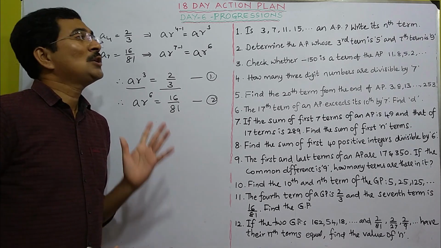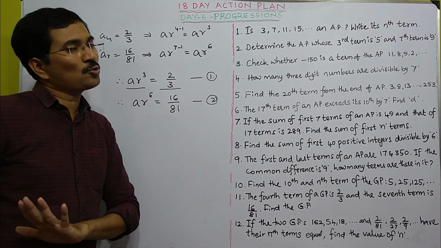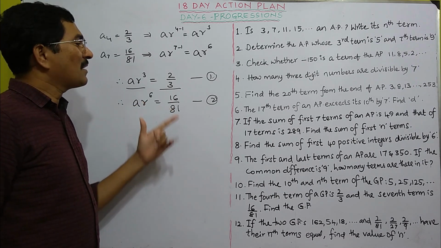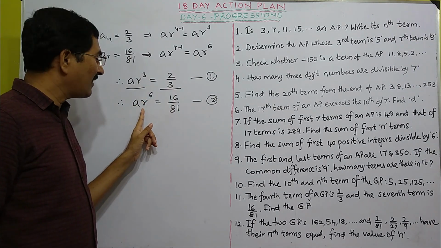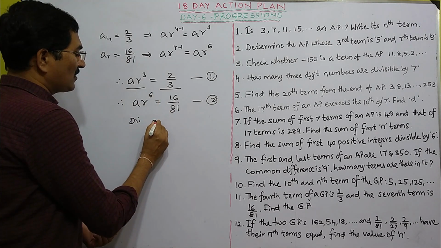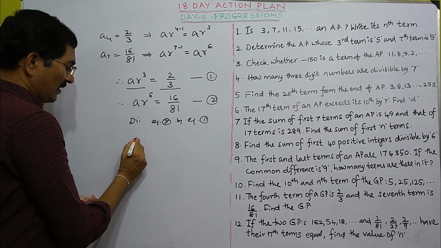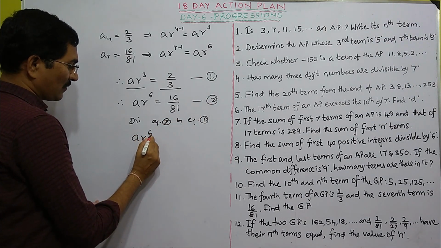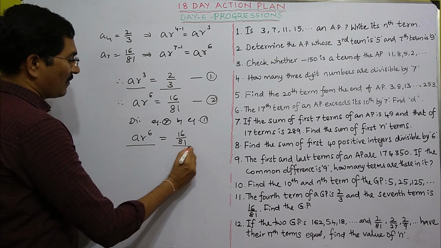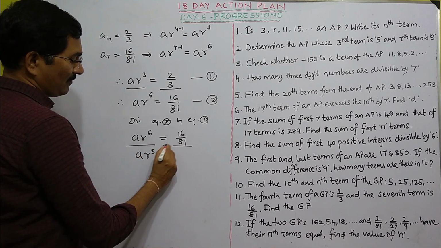There's no rule like we should divide only the second one by the first one or only the first one by the second. There's no rule as such. But for easy calculation, the bigger one is divided by the smaller one. So this is the bigger one, we'll divide this one by the smaller one. So dividing equation number 2 by equation number 1. Equation number 2 says ar to the power of 6 is equal to 16 by 81. Now this has to be divided by ar cube, which is equal to the same, yes or no?